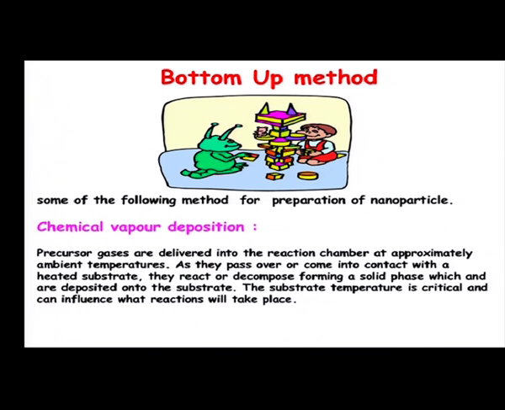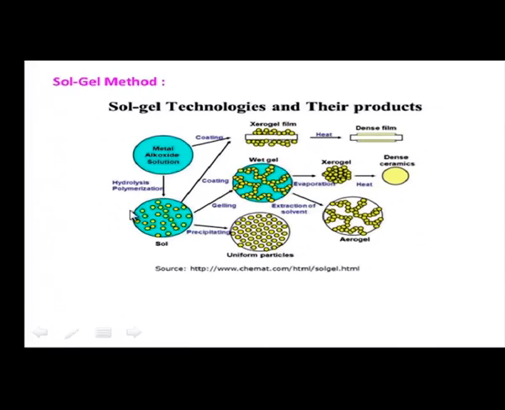Therefore, we have ordinary lithography and scanning probe lithography, and in the bottom up method there is an important technique known as chemical vapor deposition, and this is sol gel technologies and their products.